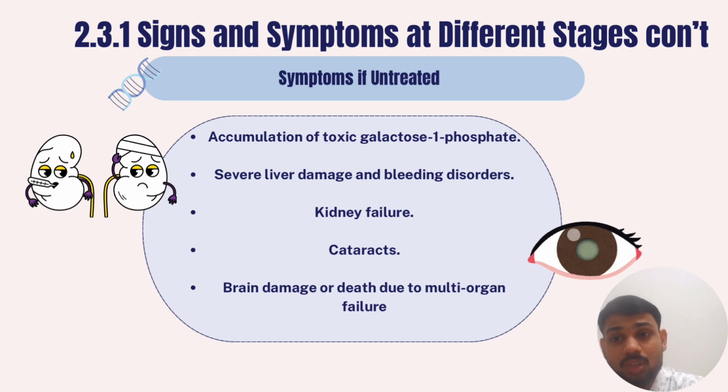The second one is, what if the symptoms are untreated? If the condition is not treated quickly, obviously the symptoms will get worse. The liver will fail, causing bleeding and low blood sugar. The kidney may also stop working properly. The baby might even develop cataracts due to sugar building up in the eyes. And the brain may be affected, leading to seizures and coma. Without early diagnosis and dietary changes, the condition can even lead to death.